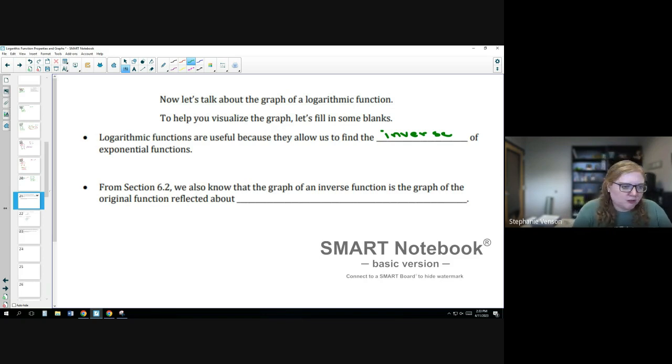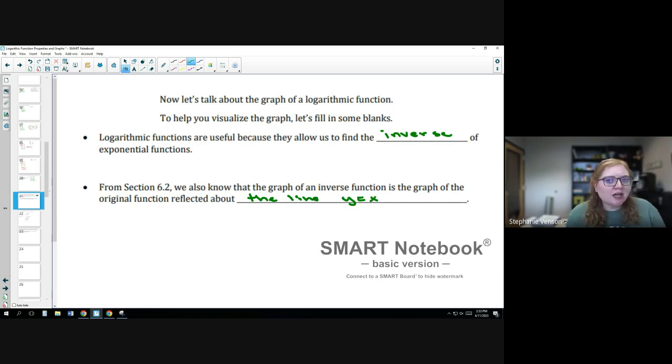Now, from section 6.2, which was the inverse section, we also know that the graph of an inverse function is the graph of the original function reflected about the line y equals x.